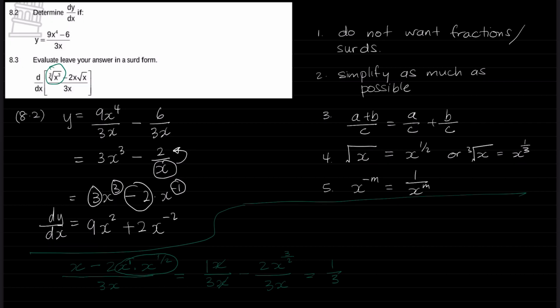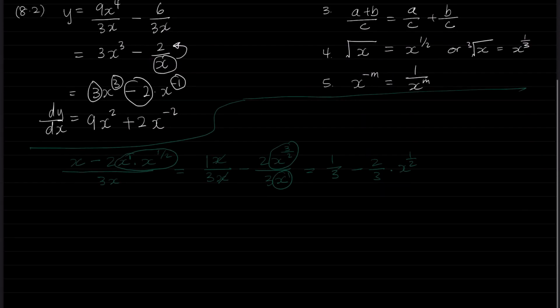Then here, we can simplify these exponents. You have x to the power 3 over 2, and then divided by x. If the base is the same, you keep the base and subtract the exponents. So 1.5 minus 1 is half. So this is going to be minus 2 over 3 times x to the power half. Now that we've gotten rid of all of our fractions and all of our surds, we can now take the derivative of this. So let's take the derivative.